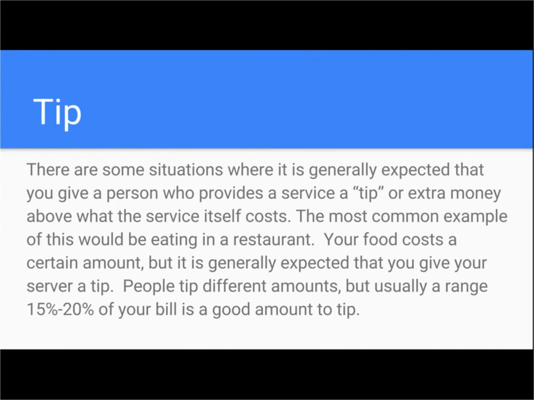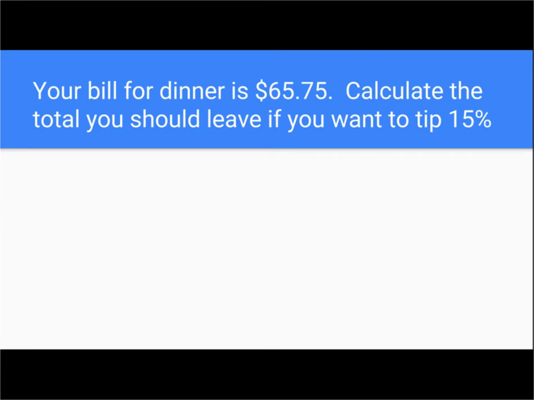There are some situations where it is generally expected that you give a person who provides a service a tip, or extra money above what the service itself costs. The most common example of this would be when you're eating in a restaurant. Your food costs a certain amount, but it is generally expected that you give your server a tip. Their base salary is pretty low, so most of the money they make for doing their job is made in tips from people that they serve. People tip different amounts, but usually a range of 15% to 20% of your total bill is a good amount to tip. Okay, so let's do a few examples.